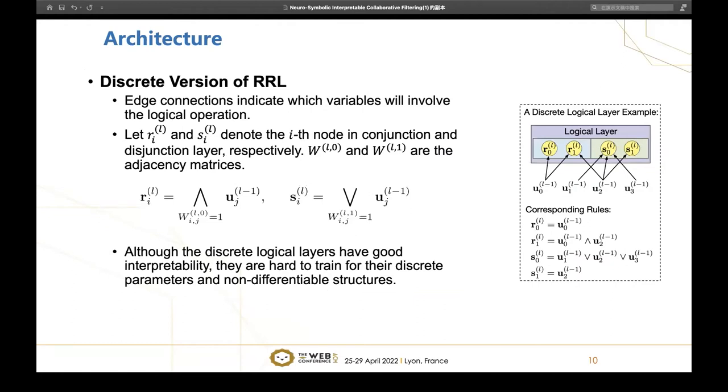In the discrete version, edge connections indicate which variables are involved in the logical operation. Ri and Si denote the ith node in the conjunction and disjunction layer. Although the discrete logical layers have great interpretability, they are hard to train for their discrete parameters and non-differentiable structures.